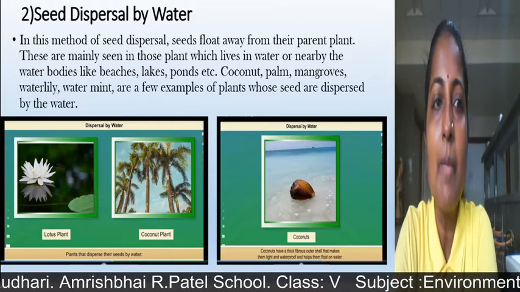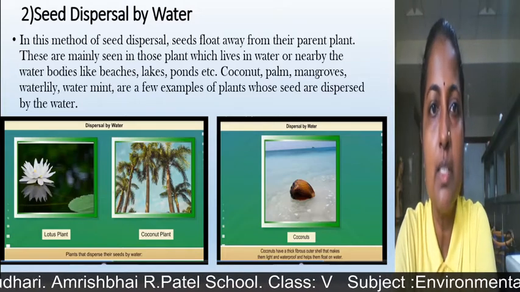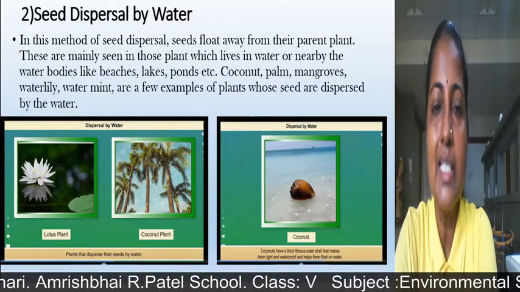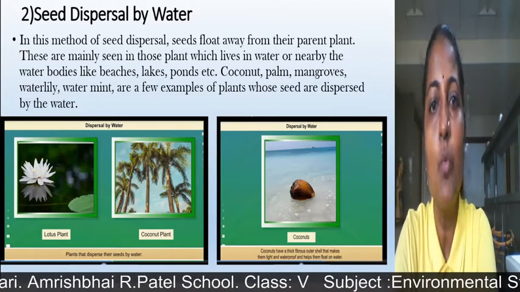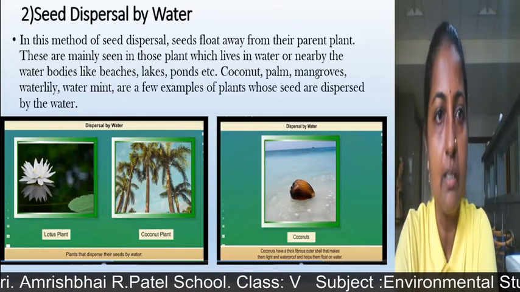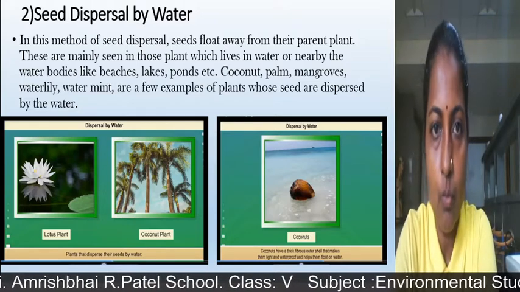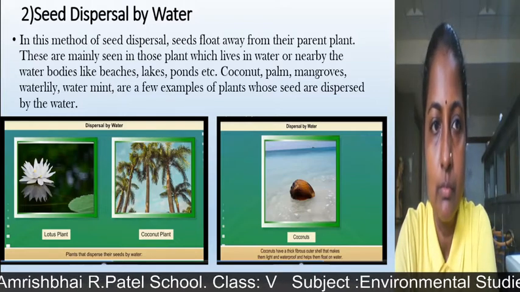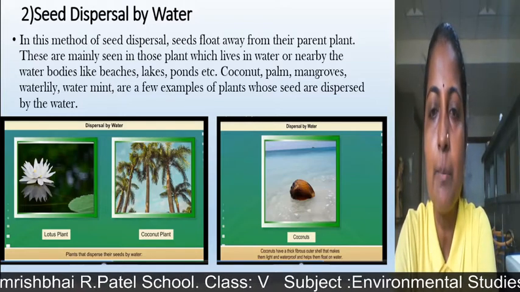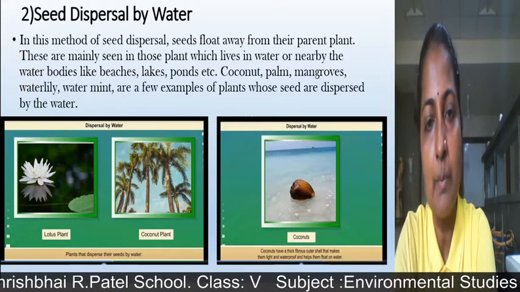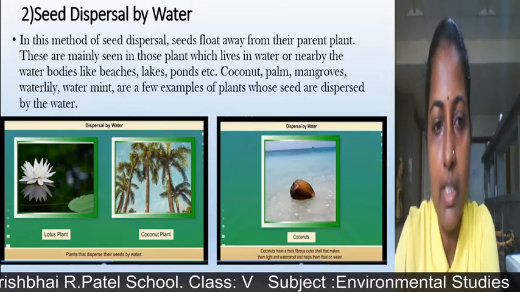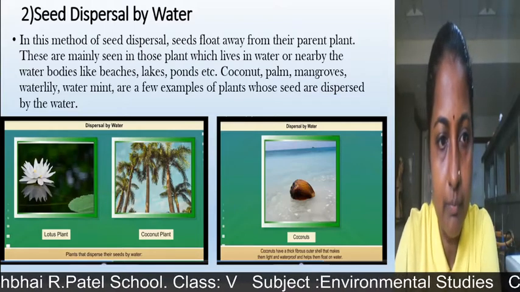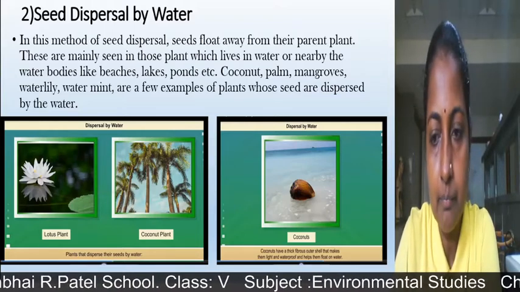Now, seed dispersal by water. In this method of seed dispersal, seeds float away from their parent plant. This is mainly seen in those plants which live in water or nearby water bodies like beaches, lakes, ponds, etc. Coconut plant, palm, mangroves, water lily, and water mint are a few examples of plants whose seeds are dispersed by water. You can see it in the diagram also. The coconut seed is dispersing through water. Here a lotus plant is there.